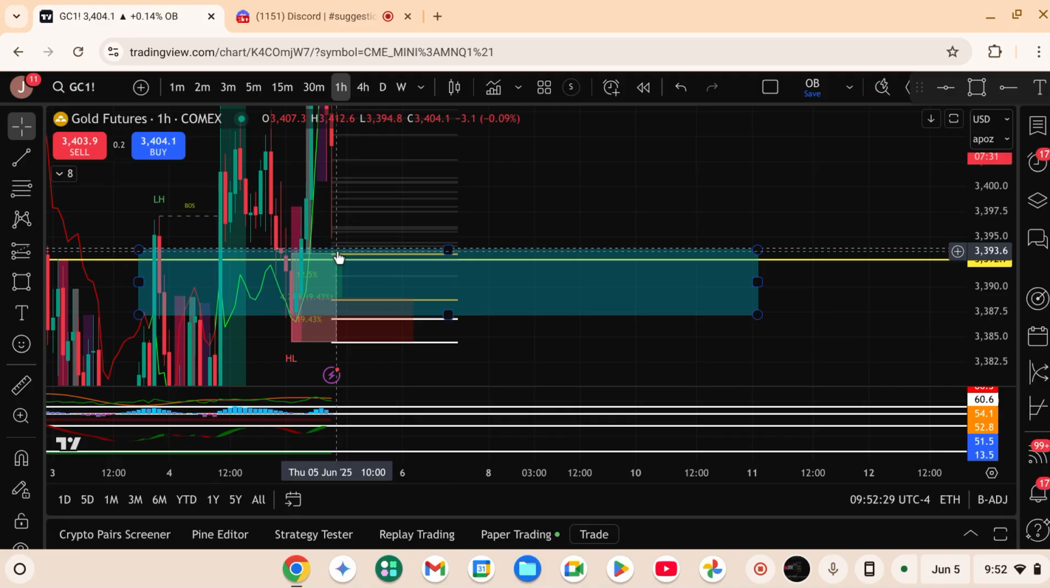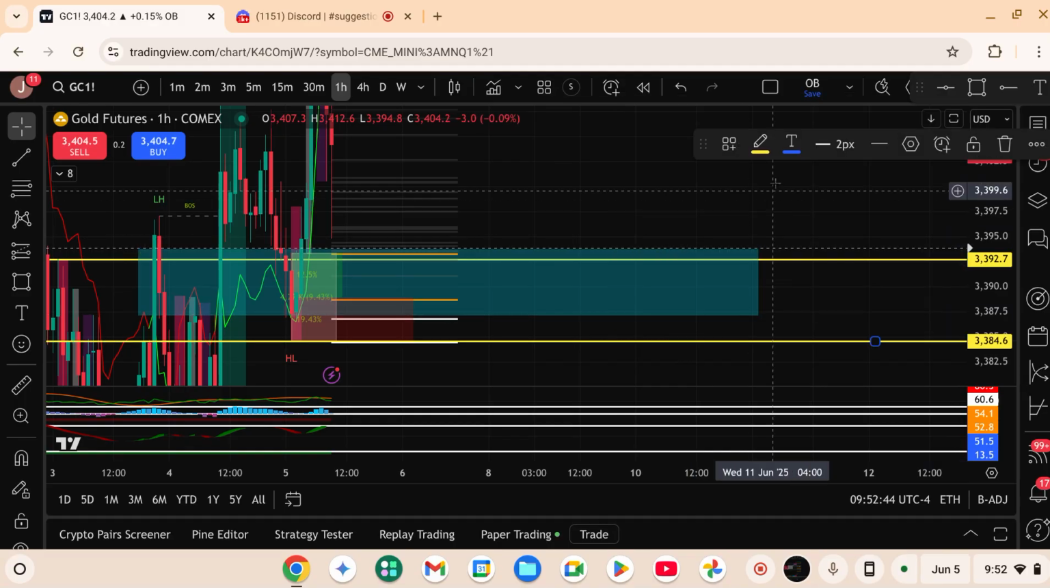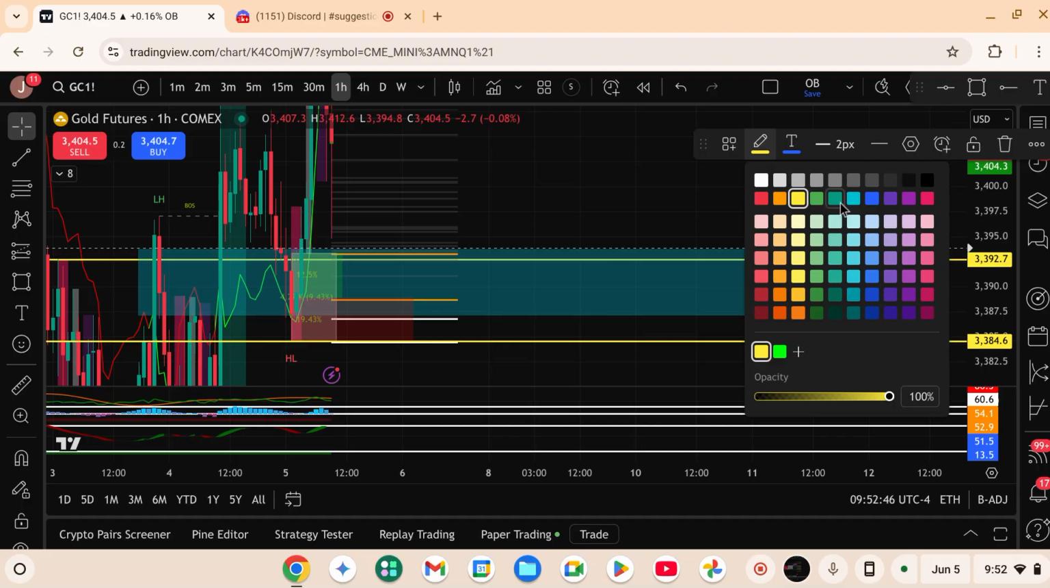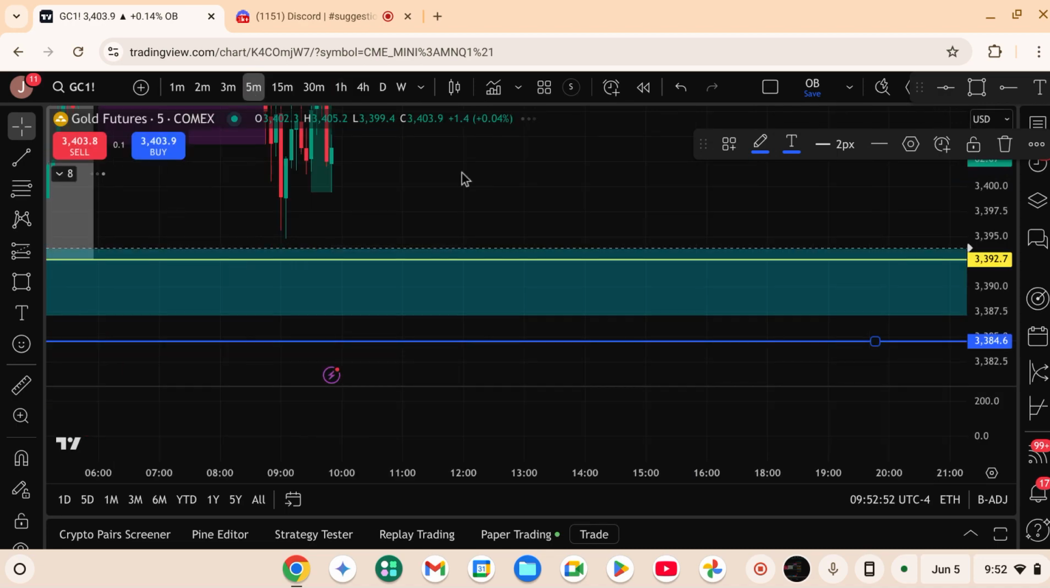a deeper retracement than you would on like the 15 minute. So if you're looking at this 1 hour right here, this order block, let me just draw this line real quick to show y'all. So this is the bottom of it. Let's turn that blue. Okay, now let's look at like the 5 minute or the 15 minute.